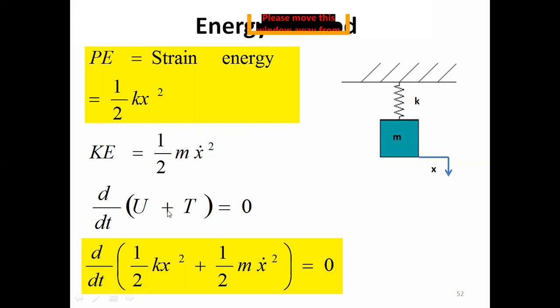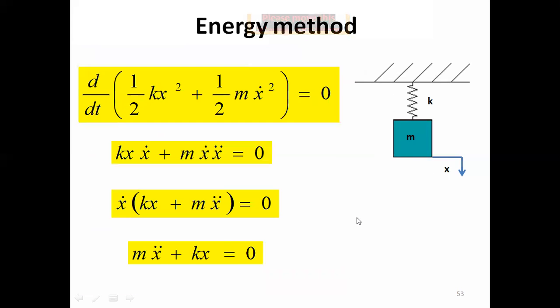d by dt of (U plus P) is equal to 0, potential energy plus kinetic energy. So putting in these terms, d by dt of (half kx squared plus half m x dot squared) is equal to 0. Next, we have to differentiate these two terms. So this half is constant, and we have to differentiate this.